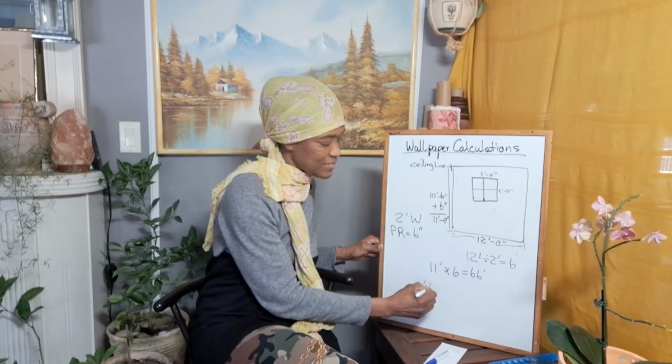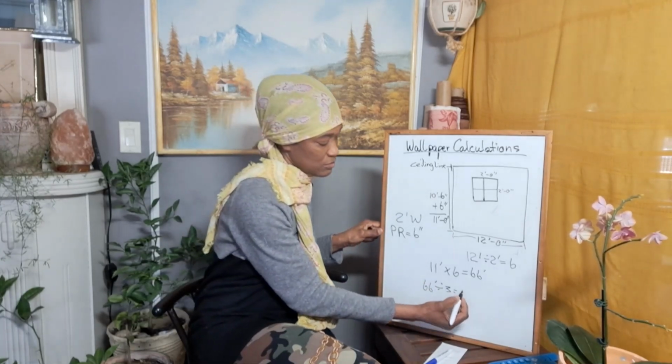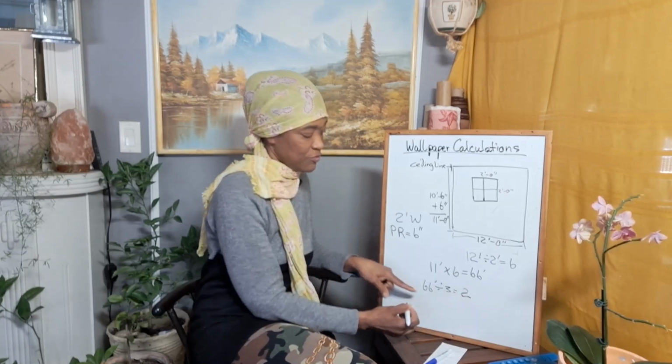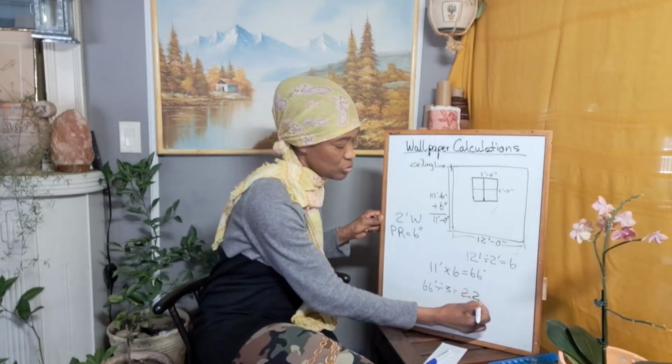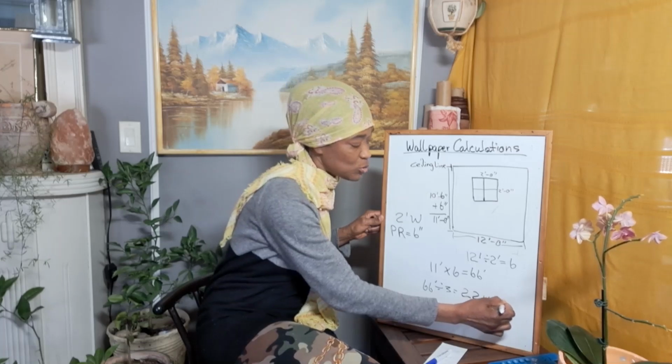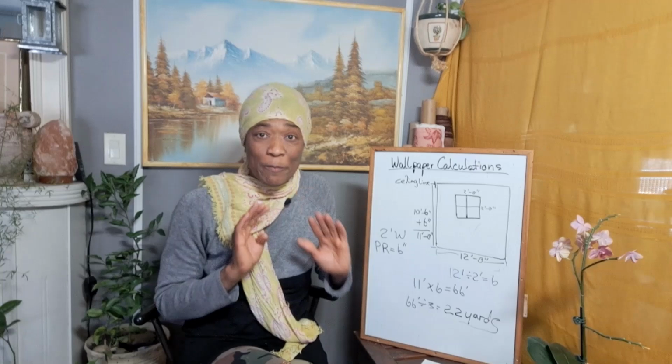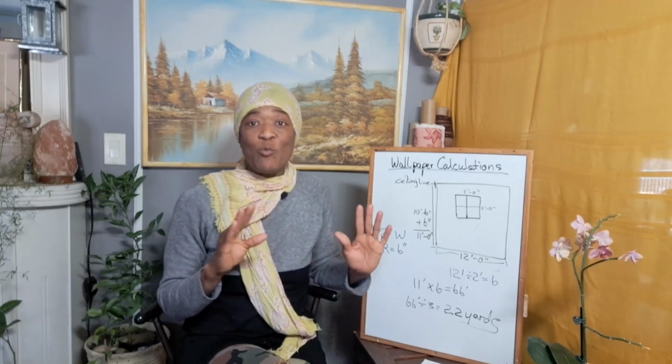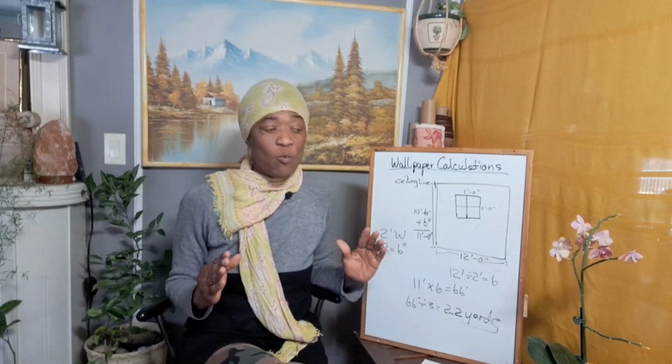Now in order to find out how many yards of wallpaper we need, we go ahead and take our 66 feet and divide that by 3. And we divide 66 by 3 because there are 3 feet in a yard. And remember, we're buying the wallpaper by the yard, right? So that's 3 into 6, 2, and 3 into 6, 2. So we need 22 yards of wallpaper, including our pattern repeat, and that will cover the entire wall.